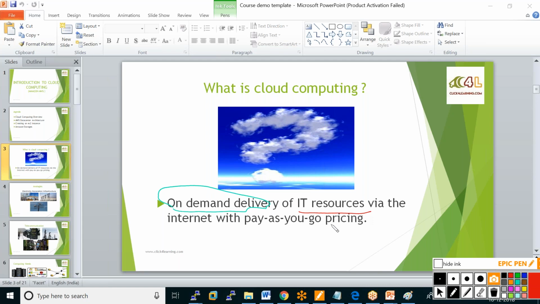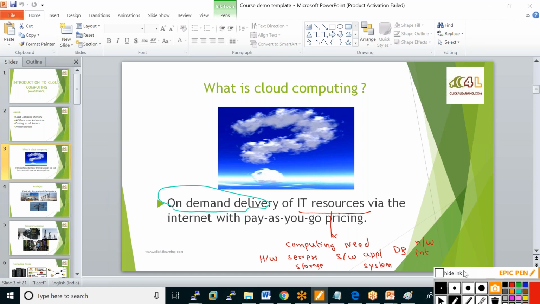What are all the resources? With respect to all our computing needs. With respect to computing needs, what are we in need of? We are in need of hardware, like servers and storage components, and we need software such as application software. We need system software like operating systems. We need databases. We need networking and internetworking. Everything with respect to our computing needs. All the resources that we can get.